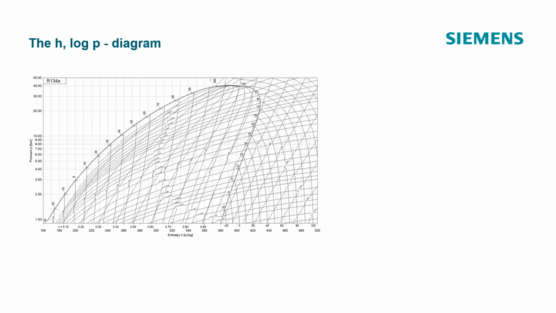You are now familiar with the state progressions of the most important variables of a refrigerant, and the corresponding structure of the H-log-P diagram. This was presented to you by Siemens Smart Infrastructure.